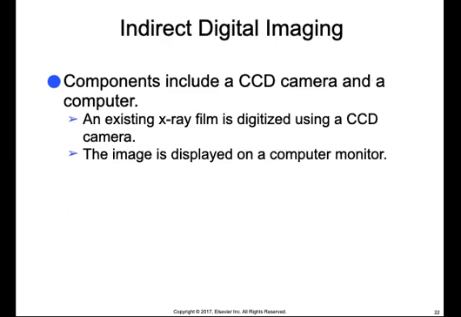With indirect digital imaging, the components will include a CCD camera and a computer. This is when an existing X-ray film is digitized using a CCD camera, and this allows the image to be displayed on a computer monitor. This concept is similar in theory to scanning an image, such as a photograph, to a computer screen, where the image is similar to a copy of the image versus being the original.